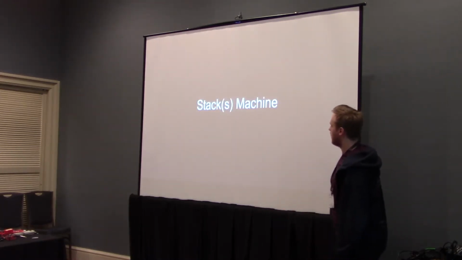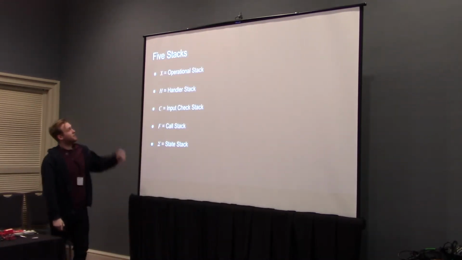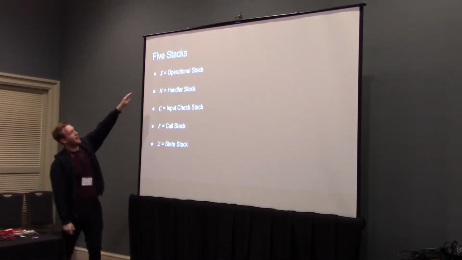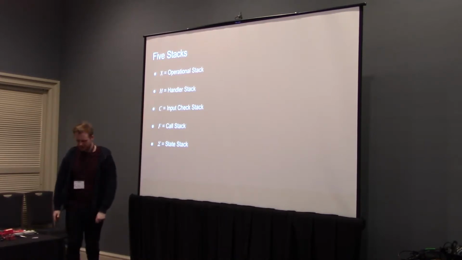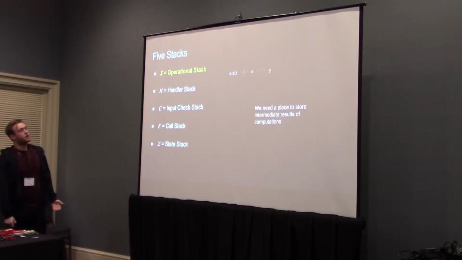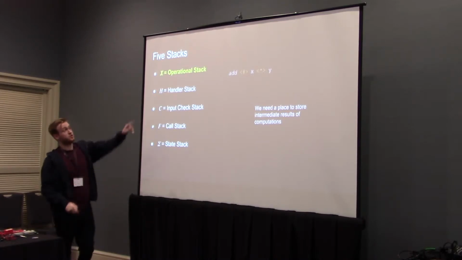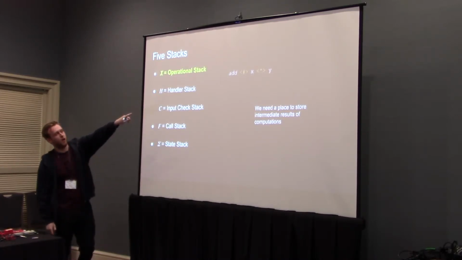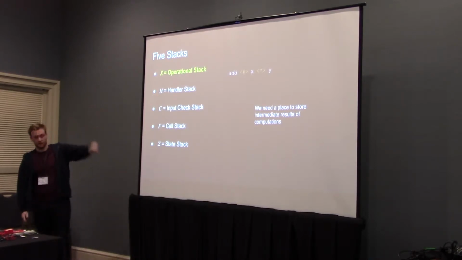So, I haven't spoken yet about what the machine actually is. So we have these 5 stacks. X, which is the operational stack, H, which is handler, etc. And they all do very specific jobs, and they come together to realize these behaviors. So when we want to map something over something, so we're trying to add the results of X and Y, we need a place to store those intermediate results. So that's where the operational stack comes in.